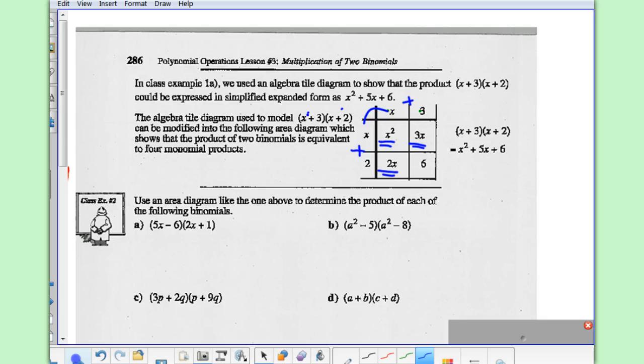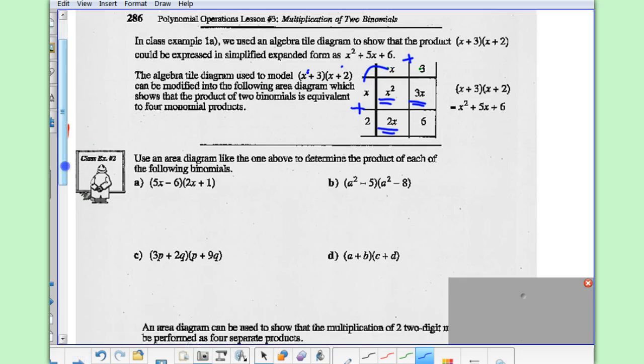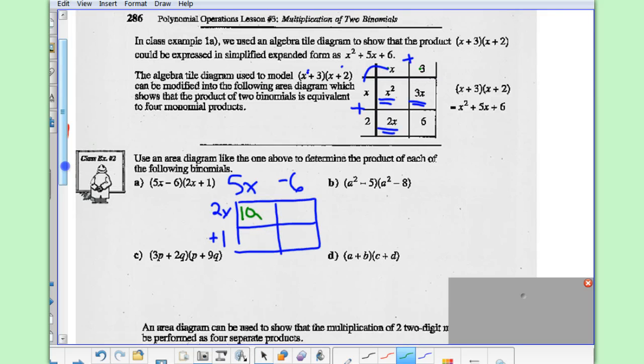So for example, if we look and say, well, what would 5x minus 6 be equal to? 5x and a minus 6, and then I multiply by a 2x and a plus 1. So you set up your diagram around that situation, and now 5x times 2x is going to be 10x squared. 2x and minus 6 is minus 12x. This box is a positive 5x. And lastly, this box, positive 1 and minus 6, gives you minus 6.